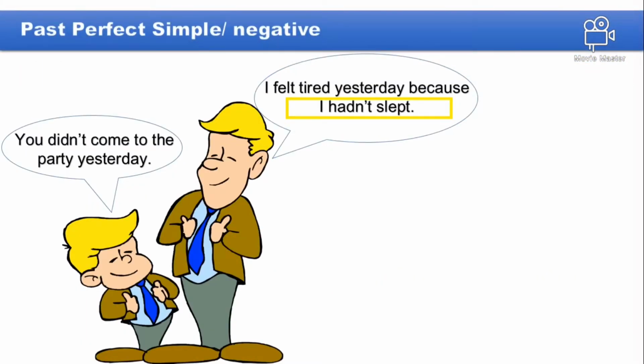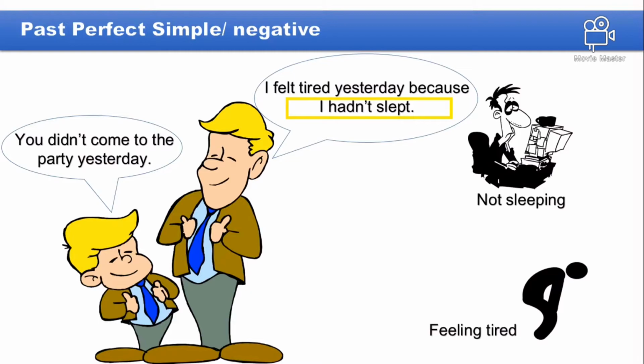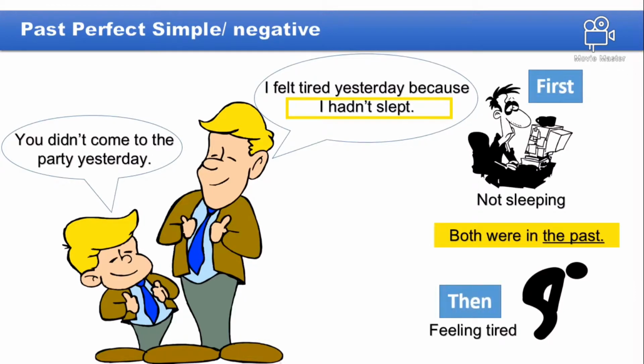Past perfect simple, negative. You didn't come to the party yesterday. I felt tired yesterday because I hadn't slept. We have two actions. Not sleeping and feeling tired. Both were in the past, but one before the other. So, I hadn't slept is past perfect simple.